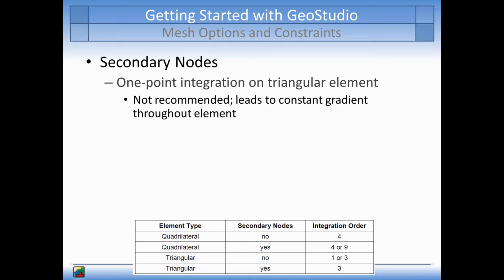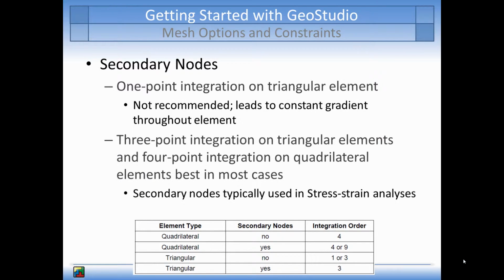The table shows acceptable integration orders for GeoStudio products. For quadrilateral elements, there is the option of 4 or 9-point integration with elements with or without secondary nodes. In this case, however, the benefits are marginal and higher computing efforts are required when 9-point integration is used. Generally, the use of 3-point integration for triangular elements and 4-point integration for quadrilateral elements is sufficient for most simulations. Secondary nodes are typically used in stress-strain analyses.